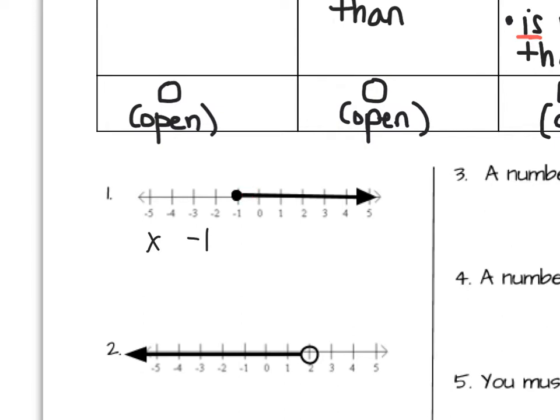-0.9999. So -1 is included, so that means we're going to write, oh, and it's all the numbers greater than, so you're going to write it's greater than or equal to. Okay, because closed circles have that bar underneath. So x is greater than or equal to -1.